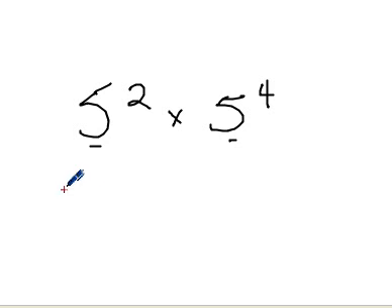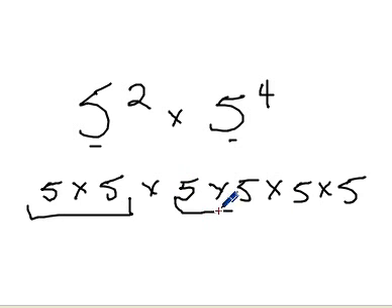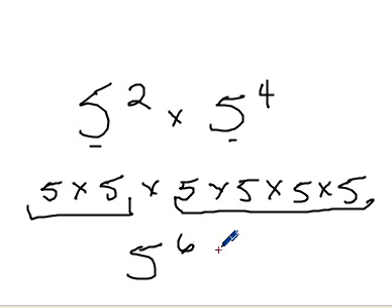And if we're going to take this into expanded form, it could be written like this: 5 times 5, that's the same as 5 squared, and then multiplied by 5 times 5 times 5 times 5. If you take a look at that, this part represents 5 squared. This part represents 5 to the power 4. But if we're going to write that back into exponent form, you can see that we've got 5 multiplied by itself 6 times, which would be the same as 5 to the 6th power.